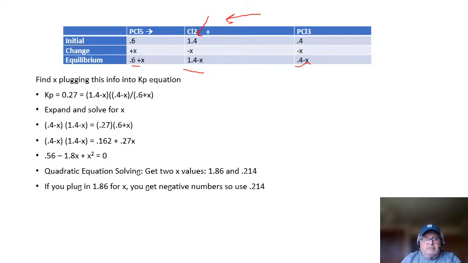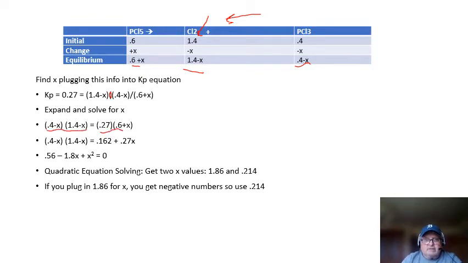Okay, so now what we have is Kp equals 0.27 equals 1.4 plus x, so product over reactant, times 0.4 plus x, divided by the reactant, 0.6 plus x. Now this is a little bit complicated, but I'm sure you've gone over it. What you need to do is expand the equation and solve for x. So here I'm just expanding it. I just multiply both sides by 0.6 plus x, and that's how I got this.